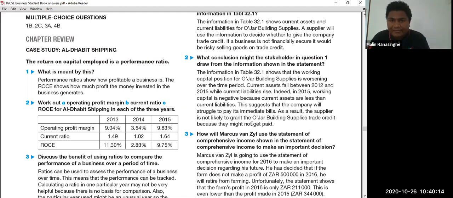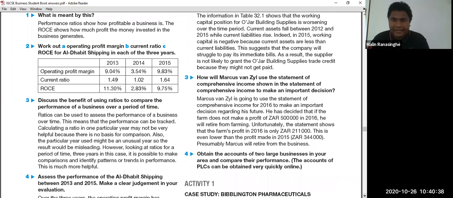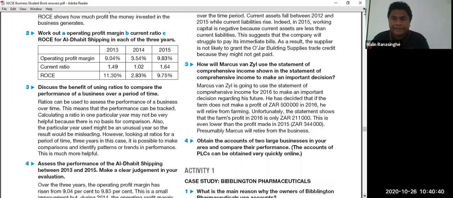Okay, the conclusion is bad. Based on the previous figures, for OJA's company I'm talking about, it was bad mainly because their net current asset situation was deteriorating over time. In 2015, it was negative, and negative means bad. The third question asks about the SOCI, the statement of comprehensive income. We can find out it was going down: the profitability, revenue, everything went down.